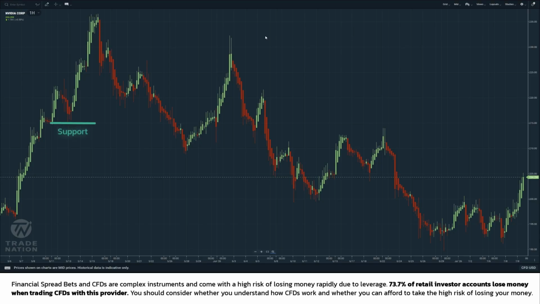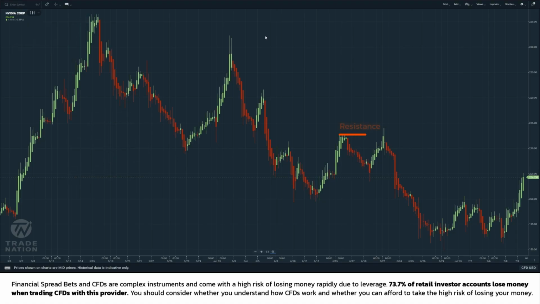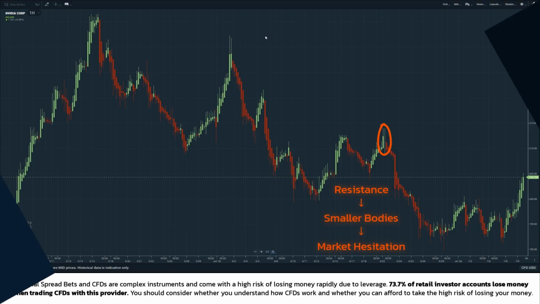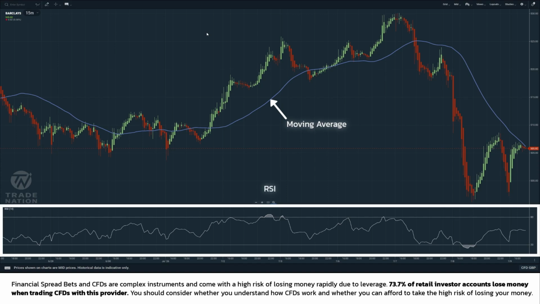If the market is holding above support and Heikin Ashi candles continue to show bullish strength, that can support a trend-following view. If price moves into resistance and the candles start to shrink or show wicks on both sides, it may suggest hesitation. Heikin Ashi can also be combined with tools such as moving averages, RSI, or support and resistance.